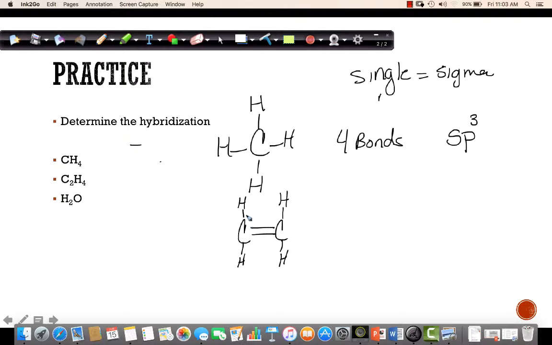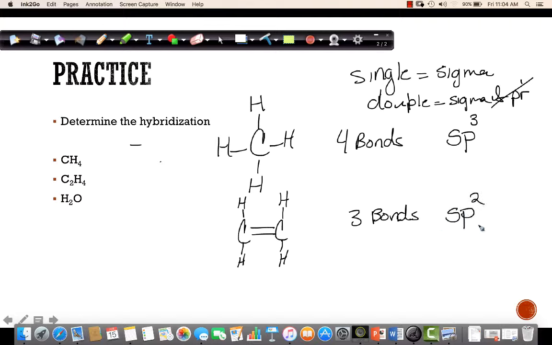I'm going to count how many sigma bonds I have. And remember, a single bond is a sigma bond, but a double bond would have a sigma and a pi. But remember, pi bonds do not hybridize. So I have 1, 2, 3, because this is just one sigma bond. So I have 3 bonds. That means I'm going to have 3 orbitals, so 1 s, and then I need 2 more, so 2p, so sp2. All right, and then water.